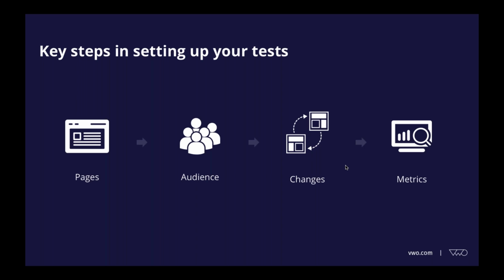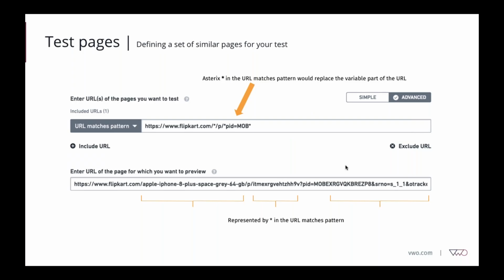So there are actually 4 main steps when you are setting up your test. And these are basically defining the pages where you want to run your test, setting up the target audience, making all the necessary changes to your website, and also setting up the right metrics which you want to improve upon. So let's start with setting up pages for your test.